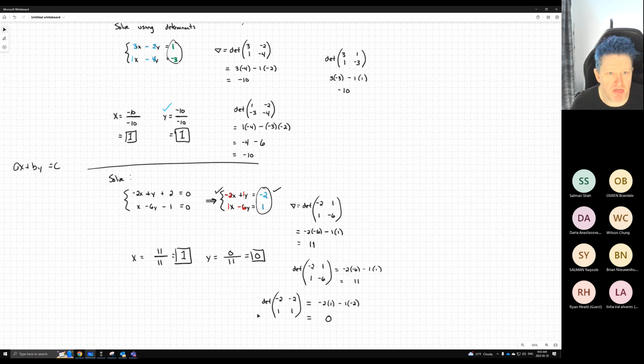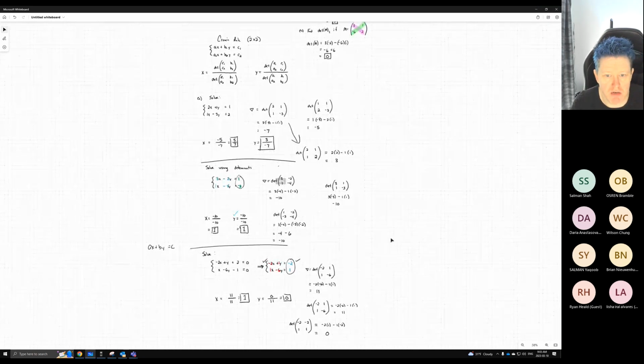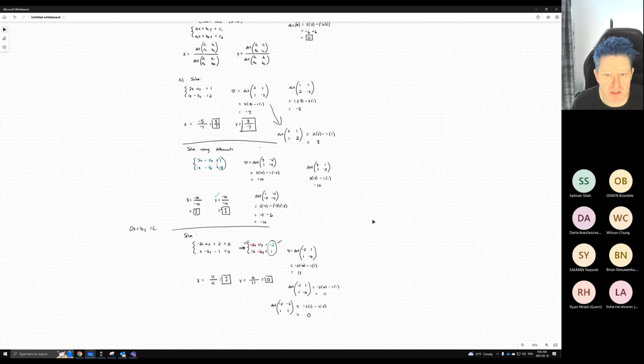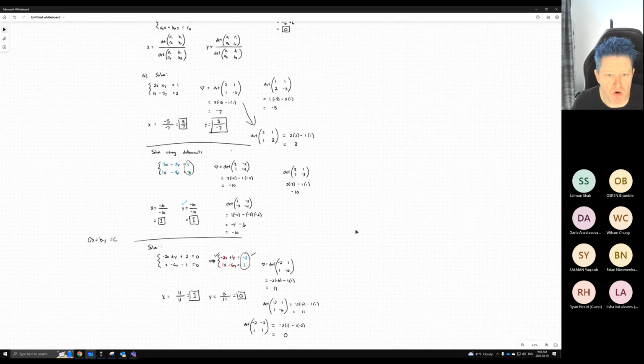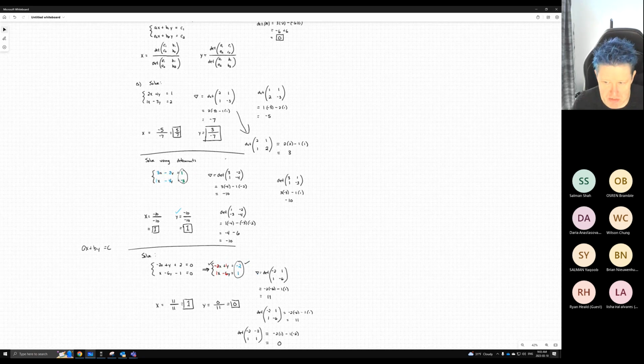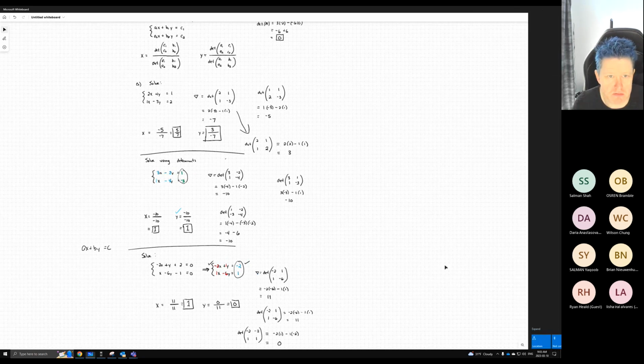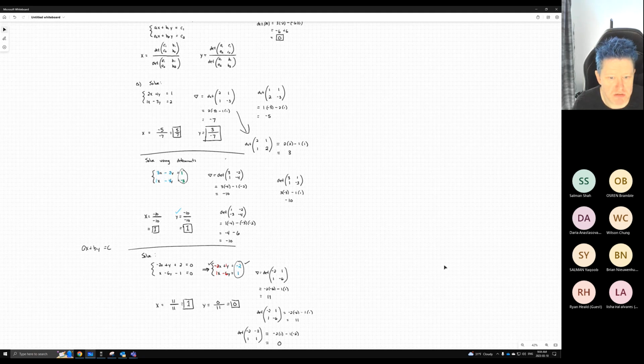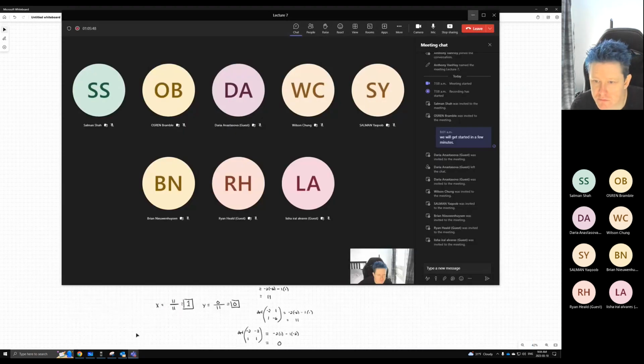Okay. Now you've seen 3 examples of using Cramer's Rule for 2 equations, 2 unknowns. Are there any questions? So this works pretty well for 2 equations and 2 unknowns. Now, after the break, you're going to see that it gets a little bit more complicated with 3 equations and 3 unknowns. Let's see if we have any questions here. Okay, no questions.